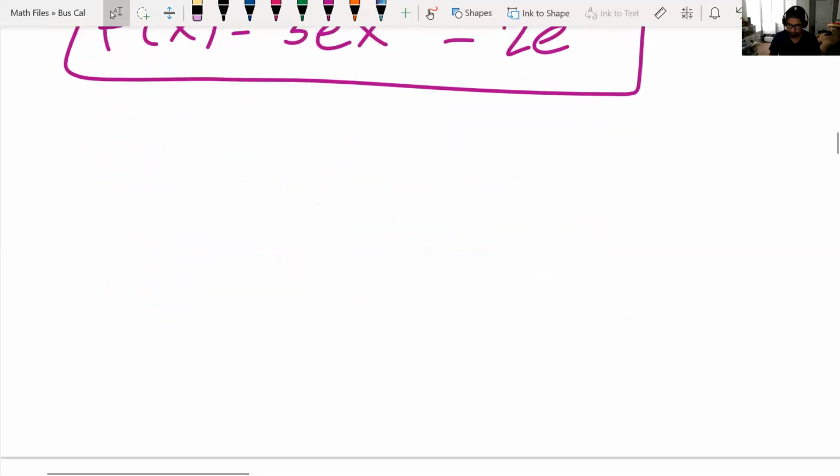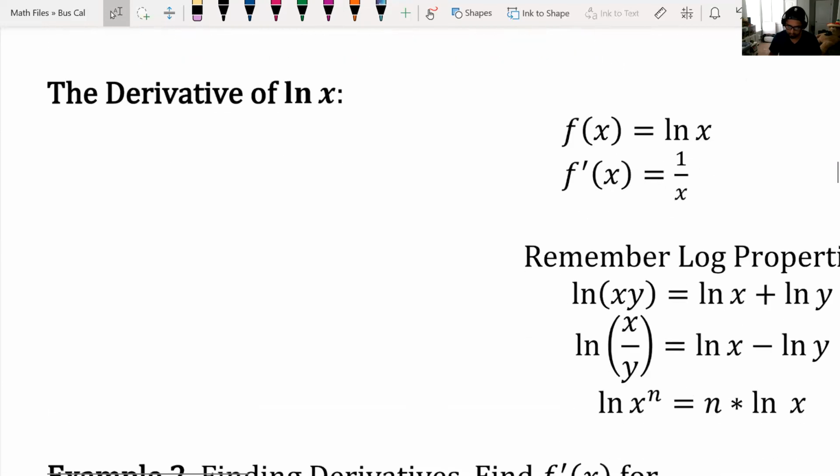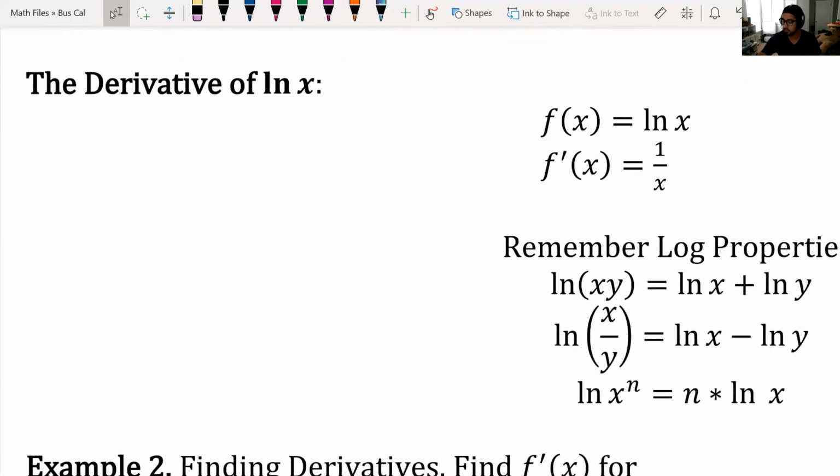Now on to logs. All right. So next is the derivative of the natural log of x. The derivative of the natural log of x is 1 over x. And it has to be in this form. If we get something else inside the natural log, then we have to use the log properties, which I wrote below, to simplify it and then take the derivative.